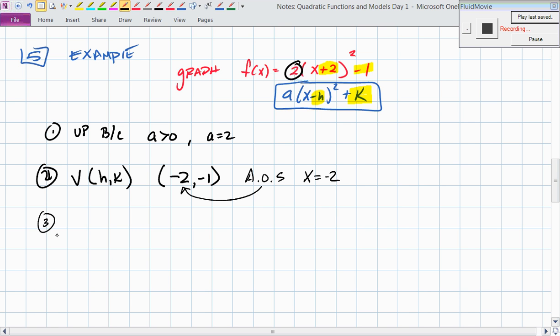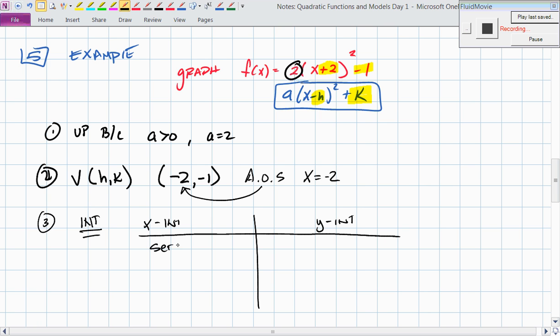Number three, what I want to do is get the intercepts. Okay, so I want both x-intercepts and y-intercepts. Now you may recall, whenever we try and find an x-intercept, we always set y equal to 0, because the x-intercept is going to be something comma 0. So we'll set y equal to 0. Well, what is y in this case? y is just f of x. So I say 0 is equal to 2 times x plus 2 squared, then minus 1.